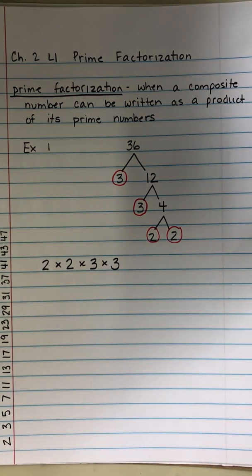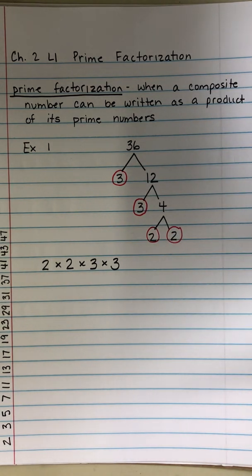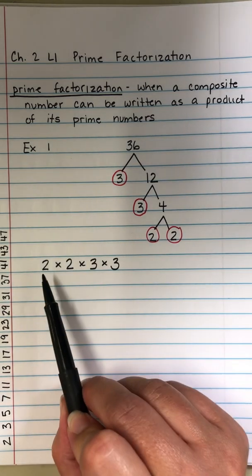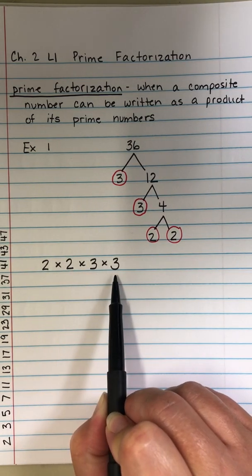One of the reasons I like to stick with the analogy of the factor tree is that I call these my apples, which is another reason I like to use red, because all my apples on my factor tree add up. If I go back and check my work, 2 times 2 is 4, 4 times 3 is 12, 12 times 3 is 36.